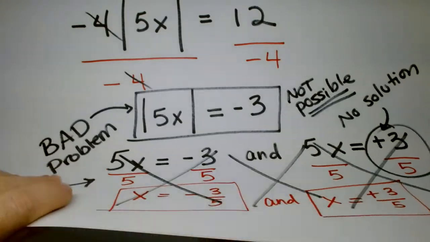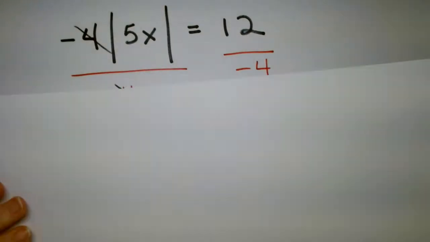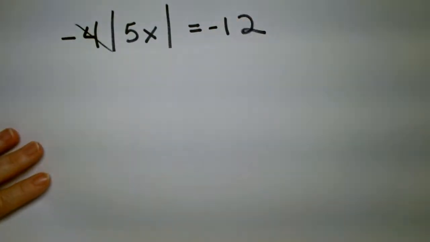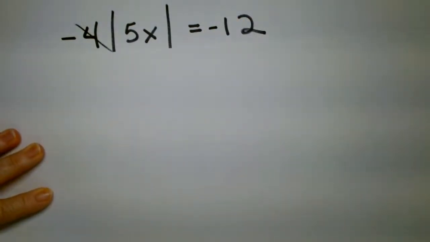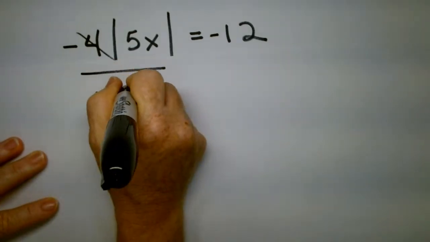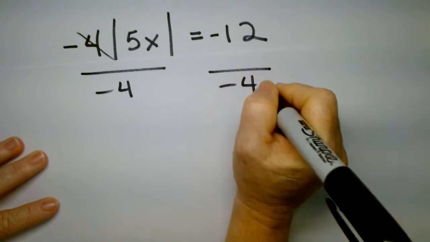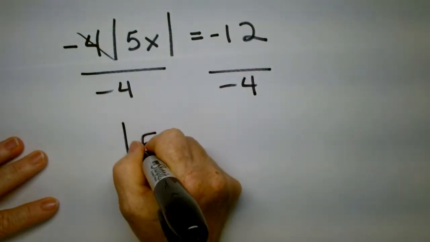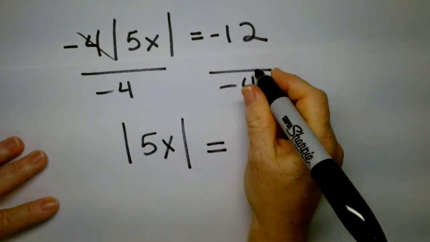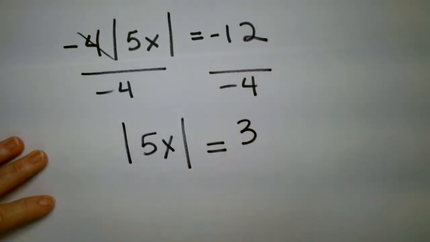Yes, absolutely. That's a good question. Here, let's do it now. All right, so what if I change this so it's -12? What do you think about that? Would that solve it? Okay, so let's try it. So I'm going to divide by -4, divide by -4. Okay, and what do I get? I get 5x is equal to, 2 negatives make a positive, 12 divided by 4 is 3.